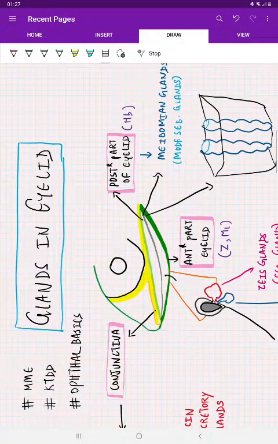Now, we will discuss an important topic in ophthalmology, that is glands in eyelid, which comes under the chapter of eyelid and conjunctiva.